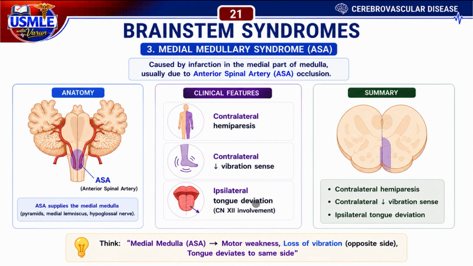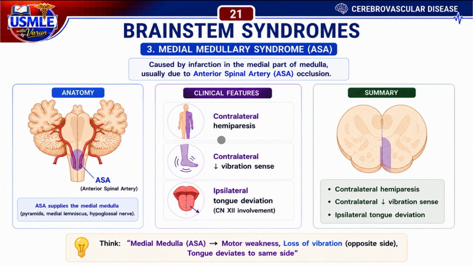Coming to the medial medullary syndrome, it usually occurs due to anterior spinal artery occlusion. So, the anterior spinal artery supplies the medial medulla, usually the pyramids, the medial lemniscus, and the hypoglossal nerve. There is weakness on the opposite side of the body. So, there is contralateral hemiparesis. There is loss of vibration and position sense on the opposite side of the body again. And also, there's deviation of the tongue towards the side of the lesion, that is ipsilateral tongue deviation, because of hypoglossal nerve involvement.